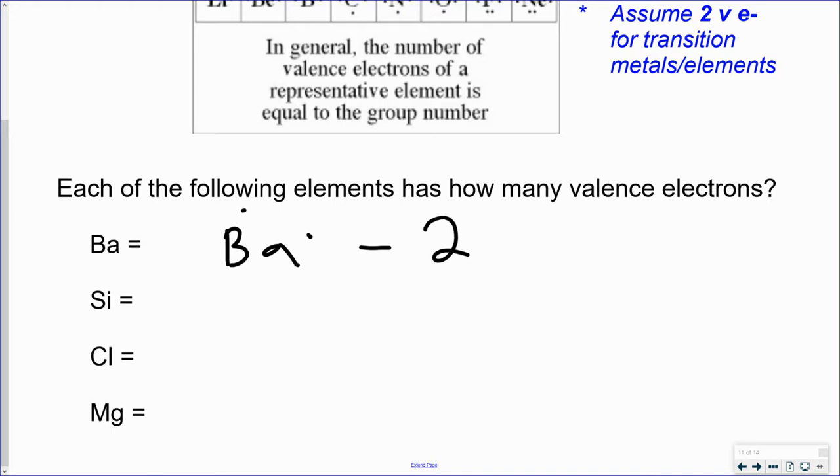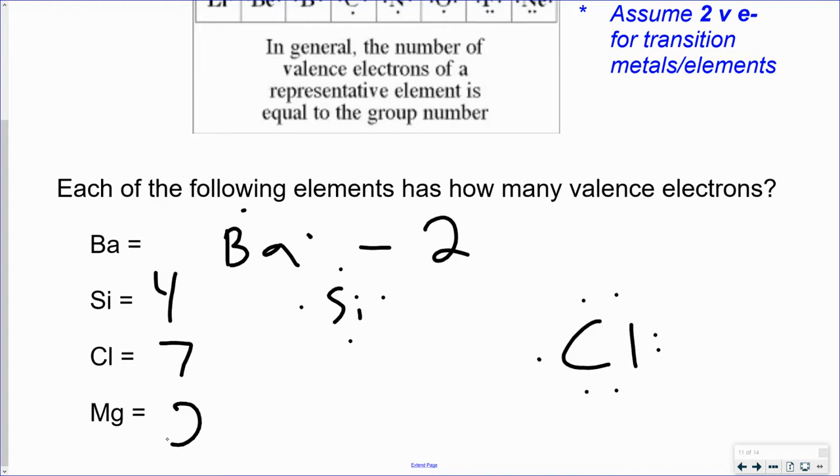Si, it is in the column with carbon, so it has 4 valence electrons. If you were going to draw it as a Lewis dot structure, you'd put 1 dot on each side. Chlorine has 7. So if we came over here and we did chlorine, we'd put 1 on each side. That's 4. And then we'd put 2 on 3 of the 4 sides. Finally, magnesium also has 2. That's Mg. And we're going to put 2 dots. A little bit of a review from bio.